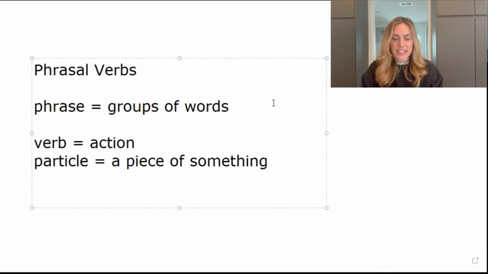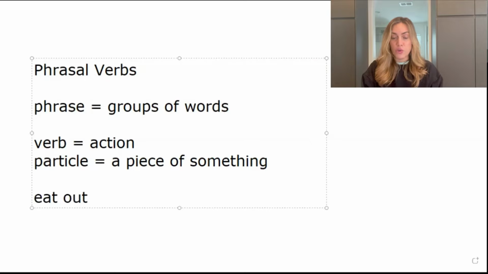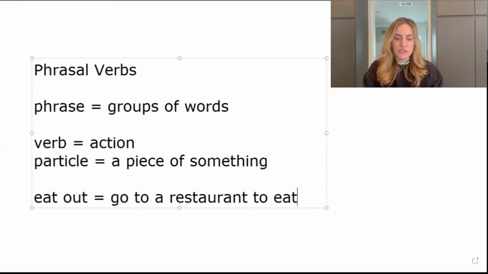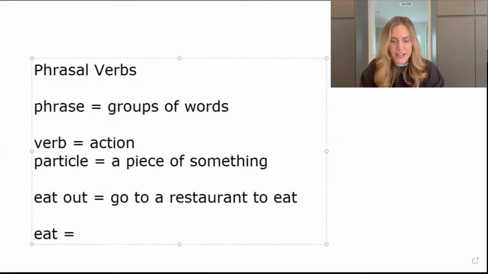Let me give you an example of a phrasal verb. So we can say eat out. If you eat out, that means you go to a restaurant to eat. You don't eat in your house, you eat out. Okay? Now, if you just use the verb eat by itself, that just means to consume some food, right?